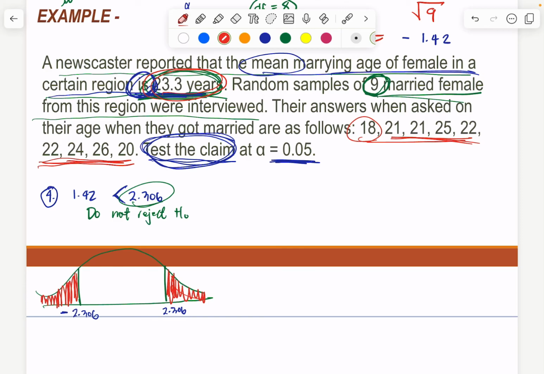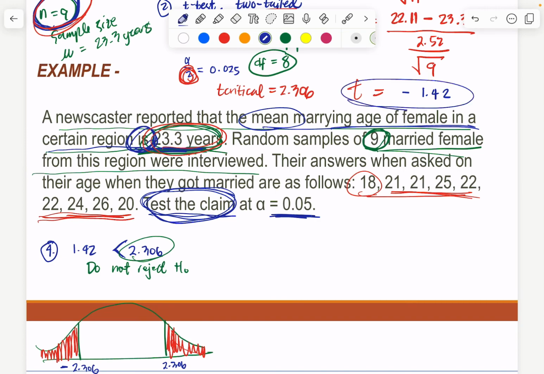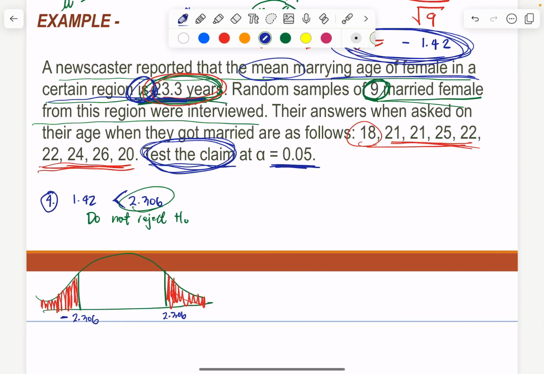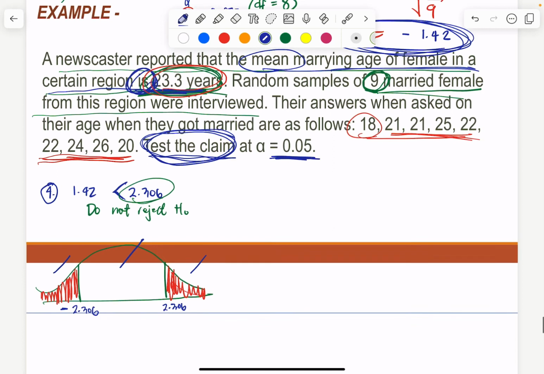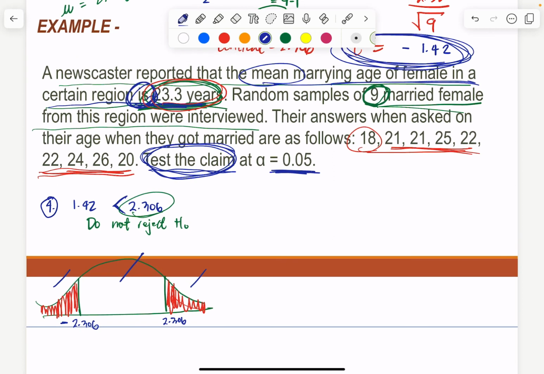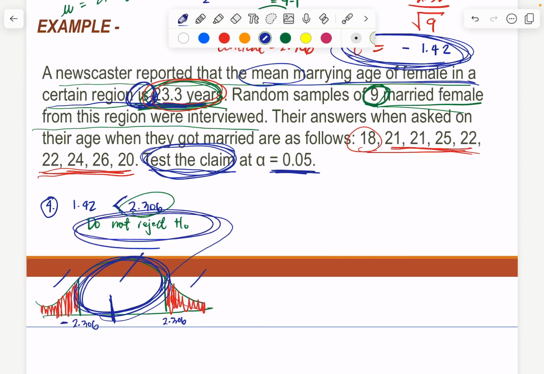Okay, so after shading, ato na dayong i-plaster asa na belong ang atuang t-value nga negative 1.42. So asa man na siya dapit? Diri sa right, in the middle, or sa left side, the negative 2.306. So sa negative 1.42, it is somewhere here. Naa siya diri sa tunga-tunga. This wala siya na-appeal sa itong rejection region. That means, ang atuang decision is correct. Do not reject our null hypothesis.